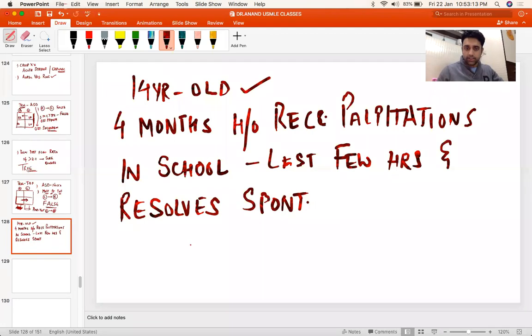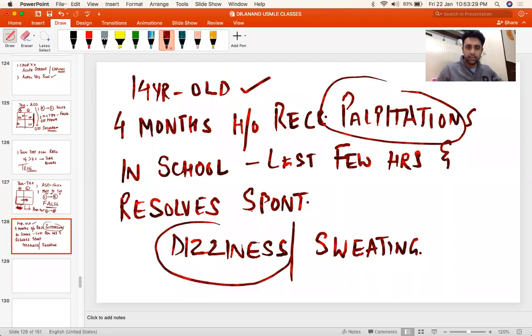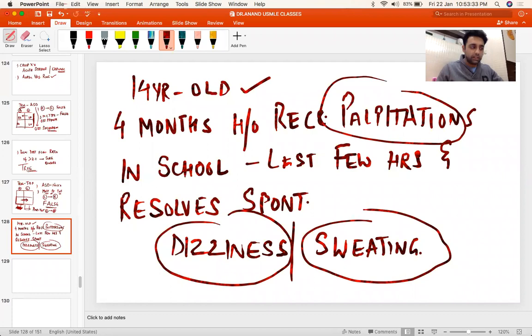During this she's also having dizziness and sweating. Very good, Dr. Manasa is trying to answer. She is having dizziness and sweating at the same time. So the highlights are she is having palpitation, dizziness and sweating. Three things this 14-year-old girl is having.